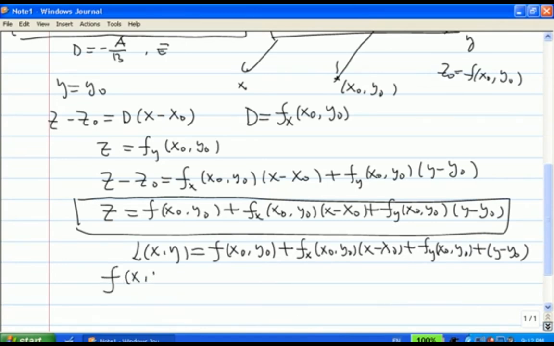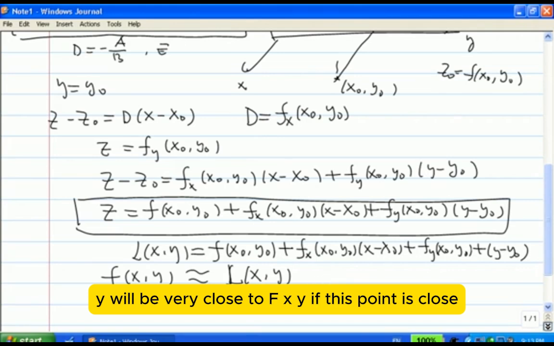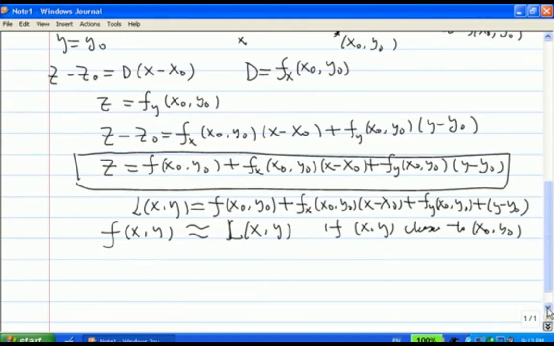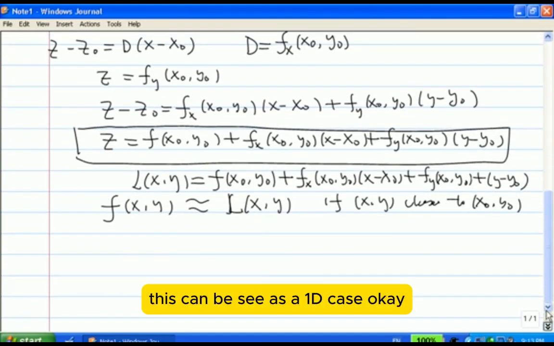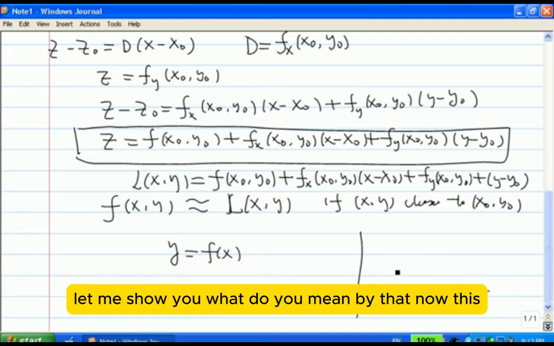Now, L(x, y), which is a linear approximation for f(x, y), will be very close to f(x, y) if the point is close to x0, y0. This can be seen as a 1D case, a function that depends on one variable. Let me show you what we mean by that.